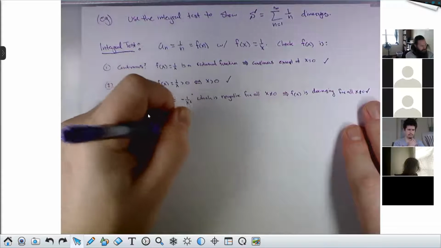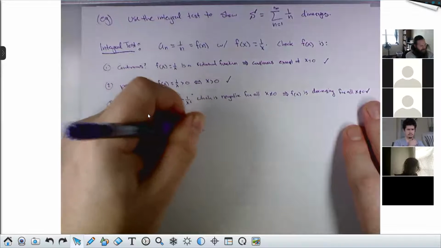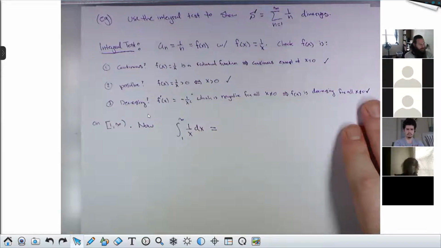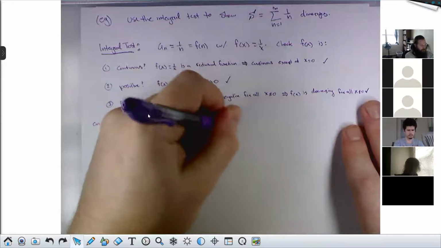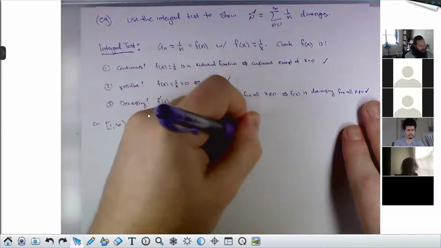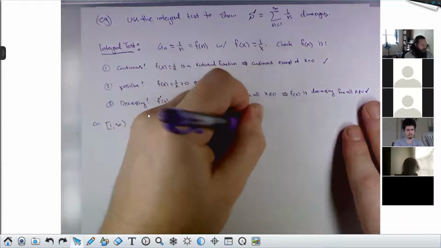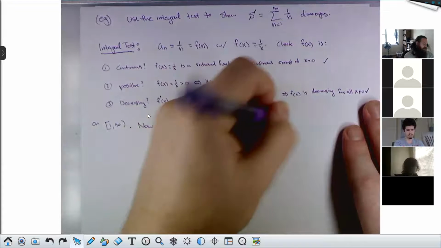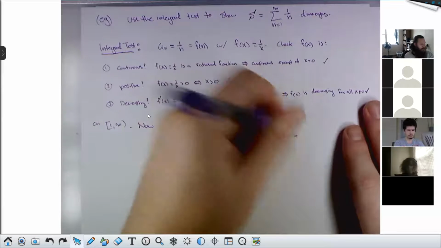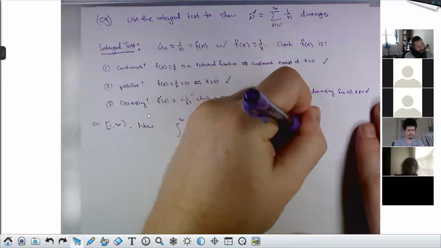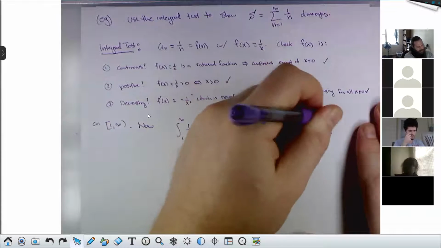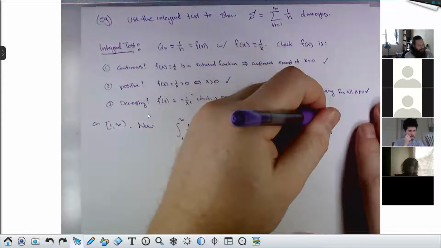Integral from 1 to infinity, 1 over x dx. Remember how to do this. You need to treat your improper integrals with care. This is the limit as R goes to infinity of the integral from 1 to R, 1 over x dx, which is the limit as R goes to infinity of the natural log of the absolute value of x evaluated from 1 to R.